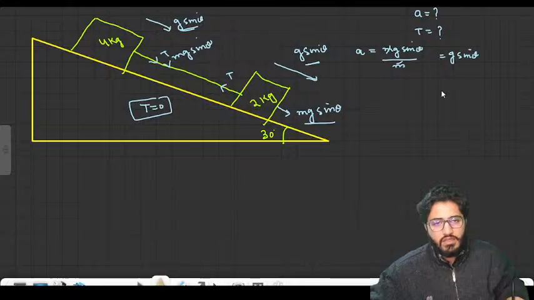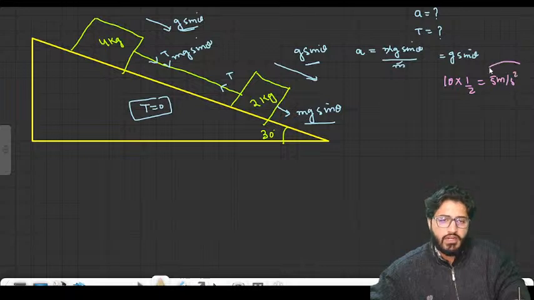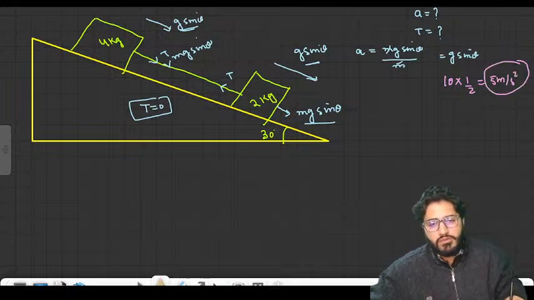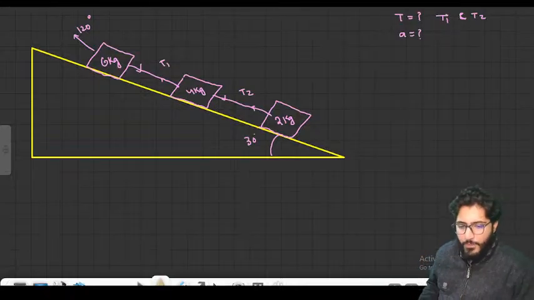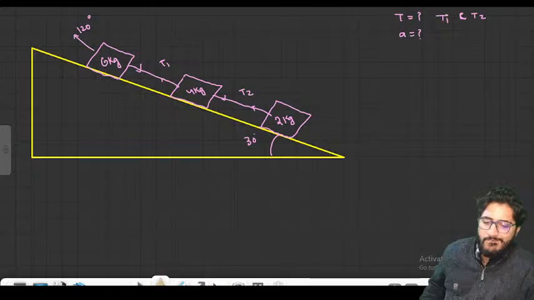What is a? A is simple, no? g is 10, sin theta is 1 by 2. That means 5 meter per second squared. You are correct, 5 for both of them. Easy. Is this one easy now? Then?